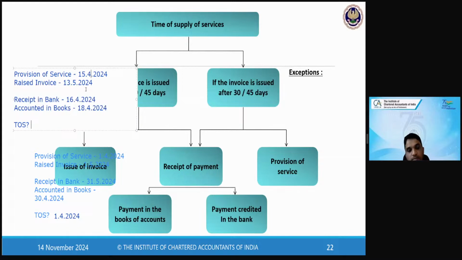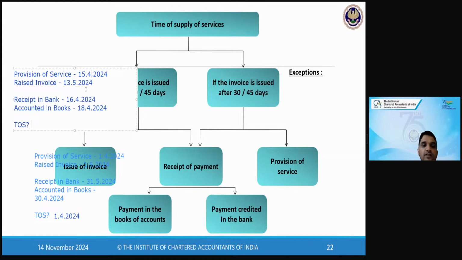April, Jan, Feb, March, April. April has 30 days, right? So 15 plus 30 makes it as 14th April, you have to raise. 14th May. By 14th May, you have to raise. So you have raised the invoice on time, correct? So the invoice date will be relevant.